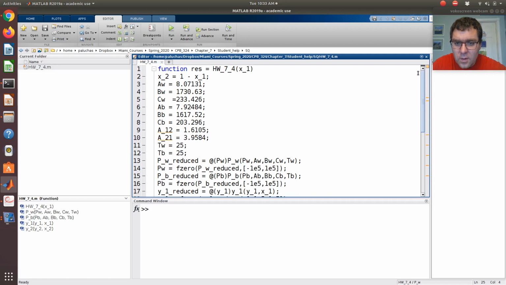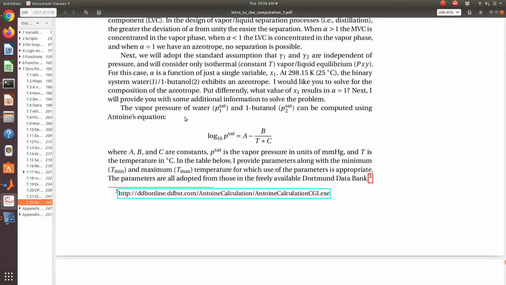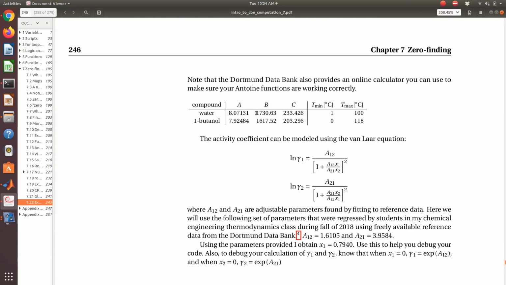So let's see here. So x1's an input. Okay, so I know that's not going to be right. That's what I'm trying to solve for. So let's just go ahead and, since I know I'm going to get rid of that, it's a good idea to make x2 1 minus x1. Okay, but let's move on. So AW, BW, CW, AB, BB, and CB, okay, those should be my Antoine constants for water and butanol. Okay, good.